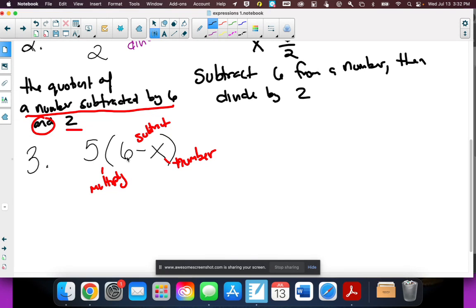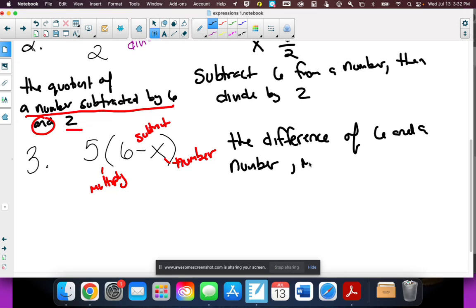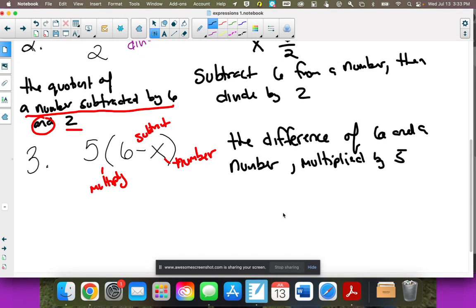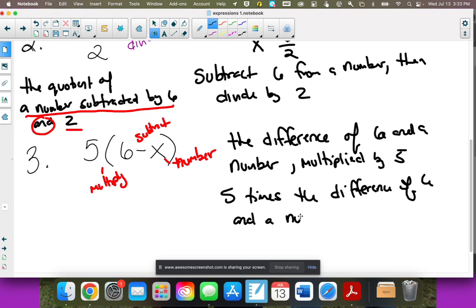You could say that the difference of 6 and a number, because again, you're putting it in the right order. So you could say the difference of 6 and a number. And then you could say 6 and a number multiplied by 5. You could say 5 times the difference of 6 and a number. I know my handwriting is getting a little bad, but there we go. So 5 times the difference of 6 and a number.